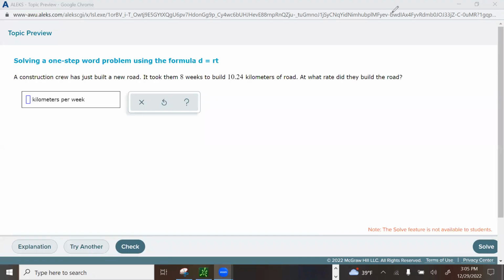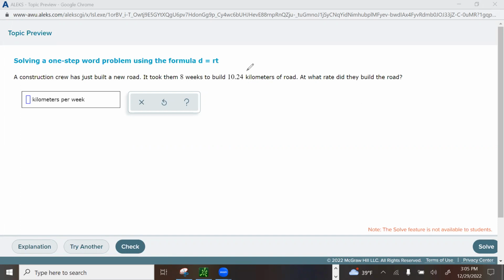All right, another one. This one involves speed and distance and things like that. Okay, so a construction crew has just built a new road. It took them 8 weeks to build 10.24 kilometers of road. Kilometers, a little over half a mile. In fact, it's just about exactly 5/8 of a mile. At what rate did they build the road?